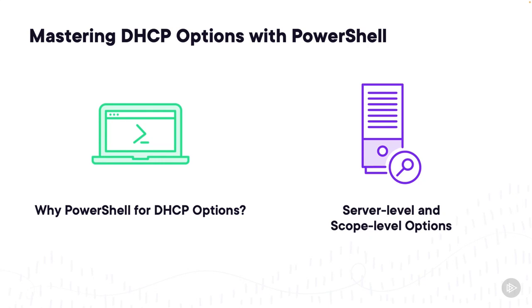You can use PowerShell to set the configuration as a script and execute it once. The approach is not only efficient, it's also reliable. Today we'll cover two levels where DHCP options can be set, the server level and scope level. Each has its advantages and specific use cases, and we're going to learn how to navigate both.